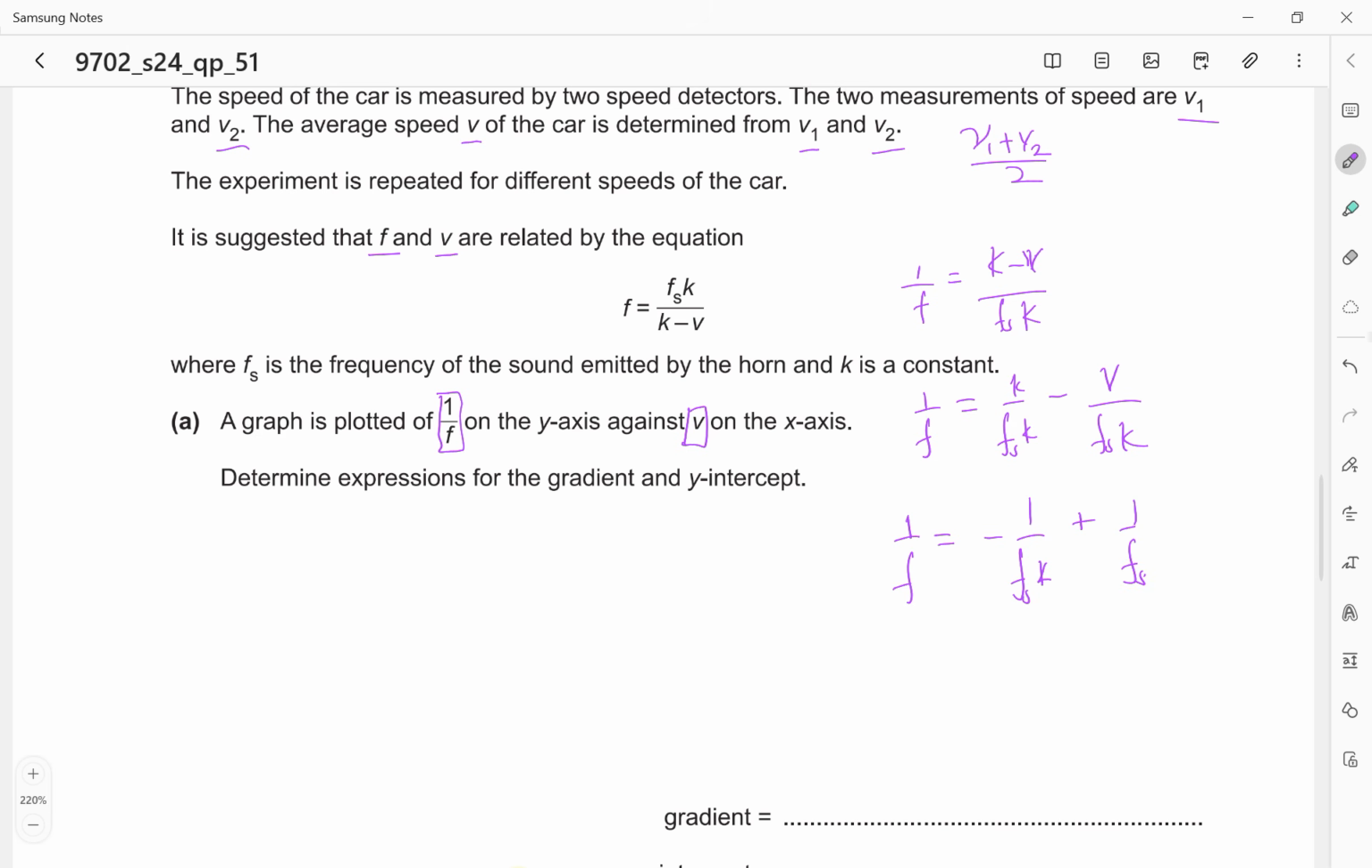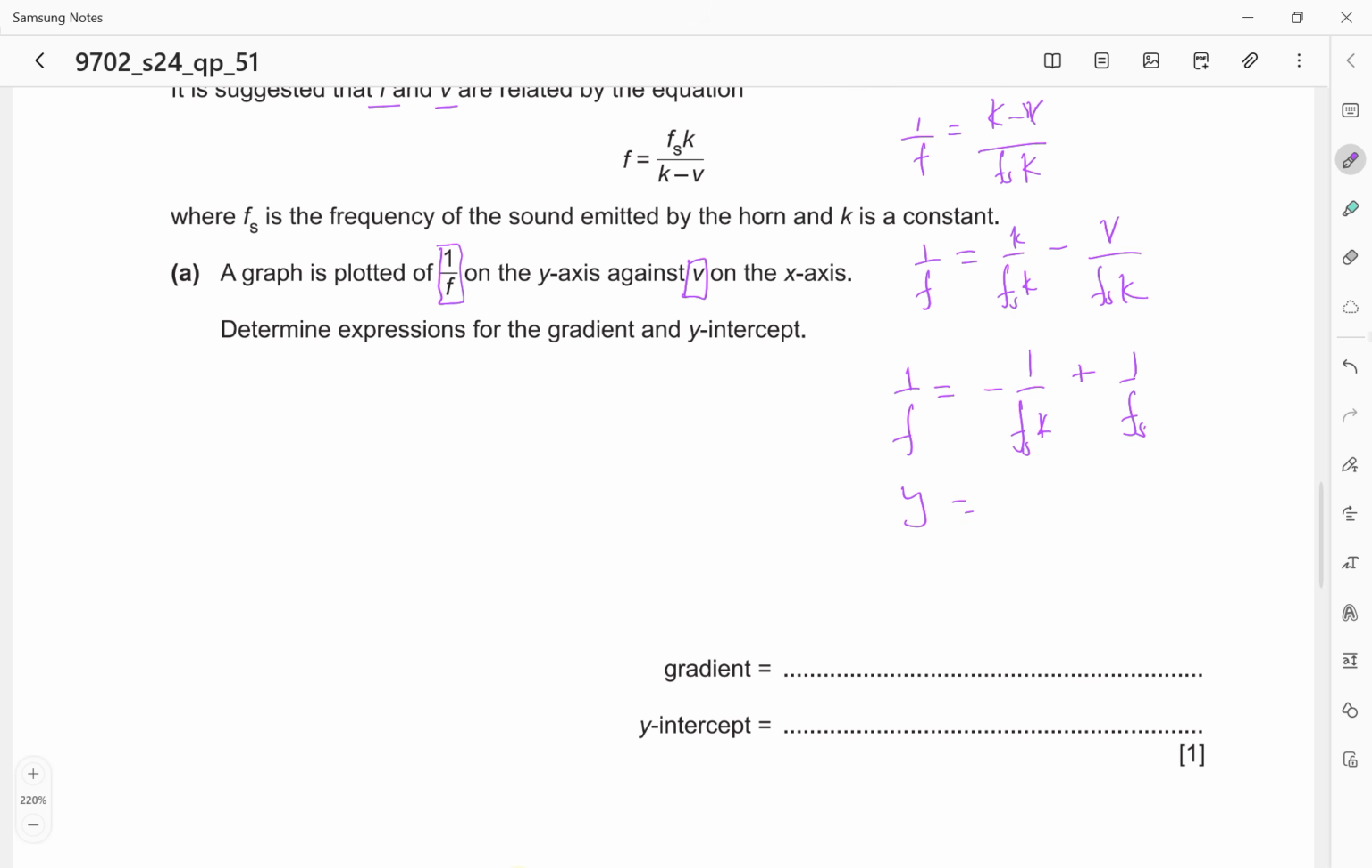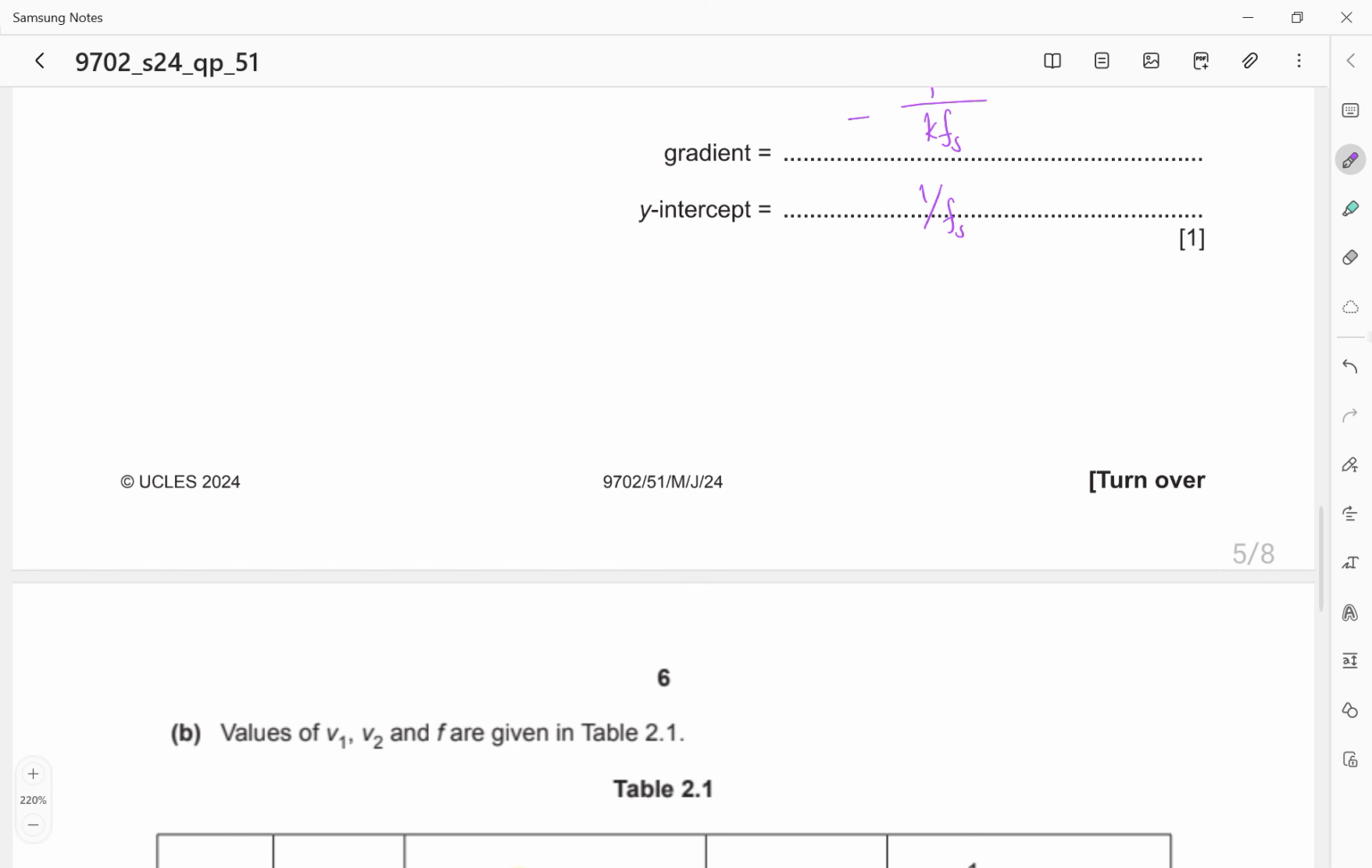K is the same as 1 over Fs. So if I compare this with the equation y equals mx plus c, on the y-axis I have 1 over f, on the x-axis I have v. So this means the gradient is going to be negative 1 divided by Fs, then on the y-intercept I have 1 over Fs. As simple as that.